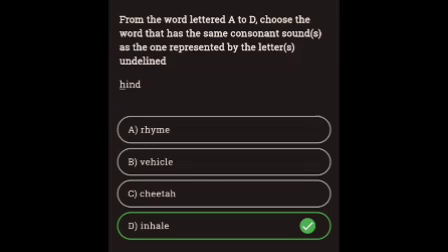In the word hind, the consonant H, the glottal sound, has been underlined. In the word rhyme, the H is silent. The H in vehicle is silent. The H in cheetah is also silent. But the H in inhale is not silent. So it is the same as the one underlined in the word hind.